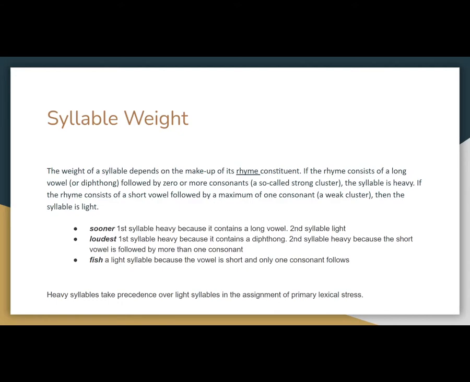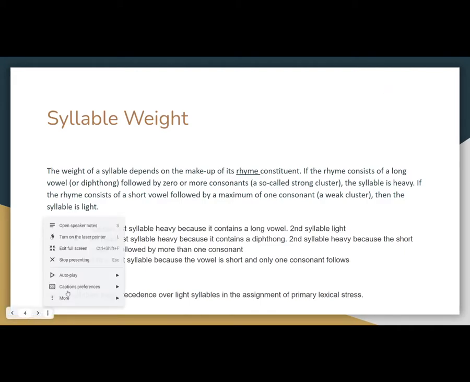If the rhyme consists of a long vowel sound or a diphthong, followed by some consonants, or sometimes not, we call that a strong cluster. So that's a heavy syllable. It's got some weight. It's got a lot of stuff in it. If the rhyme is a short vowel followed by 0 or 1 consonant, it's a weak cluster. It's a light syllable. That's a bit confusing, admittedly. It's almost like they designed it that way. But let's take a look.